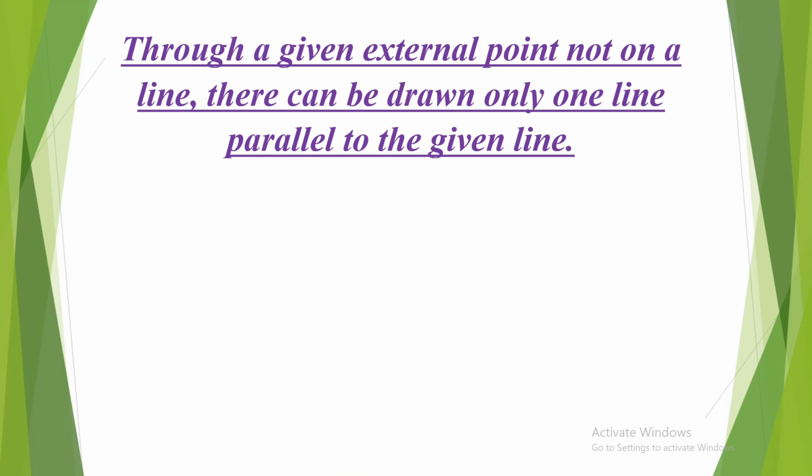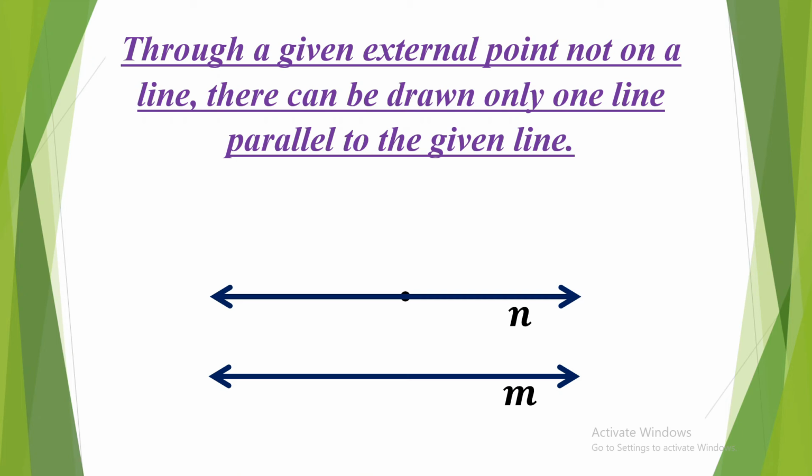Next, through a given external point not on a line, there can be drawn only one line parallel to the given line. So say for example, we have here line M and a point which is not on the line. We can draw only one line that passes through that point, which is parallel to the given line. And let's name it line N. So with this, M is parallel to N.